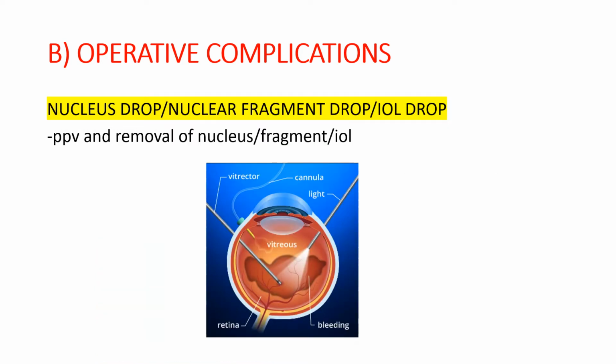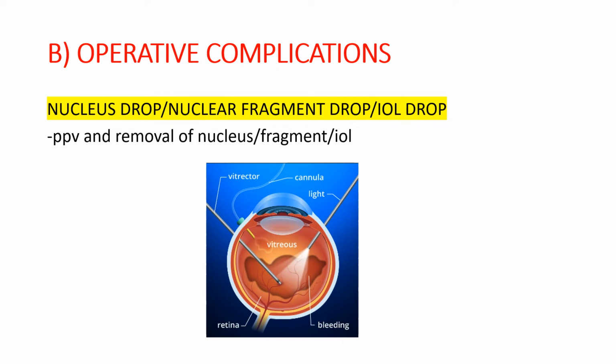This nucleus drop or nuclear fragment drop or IOL drop happens when there is a PCR, when there's a posterior capsular rent. Now, when this happens, it needs to be removed by doing pars plana vitrectomy and removal of the nucleus or the nuclear fragment or the IOL if it has dislocated into the vitreous by the retinal surgeon.